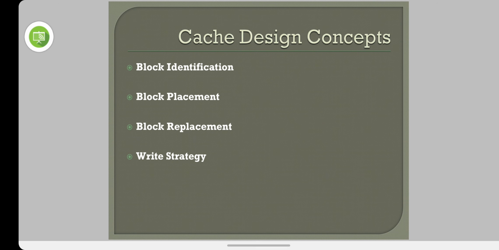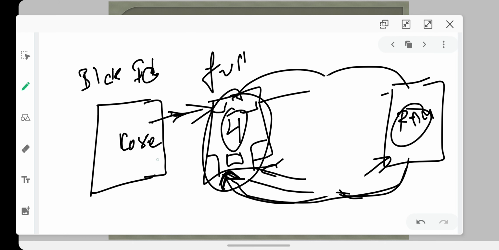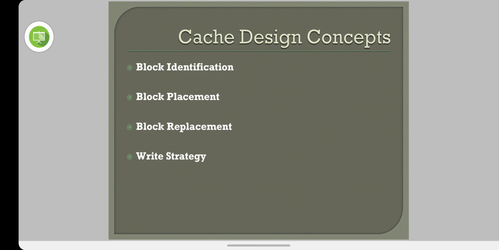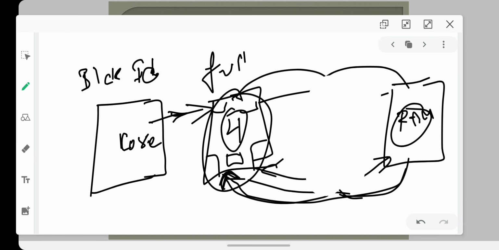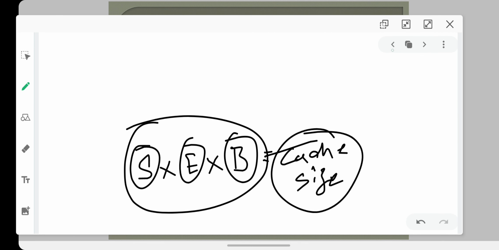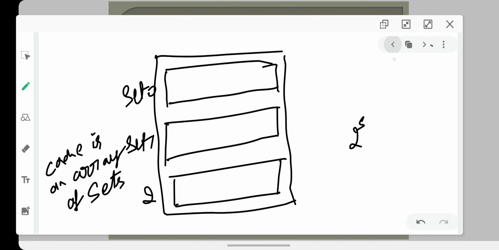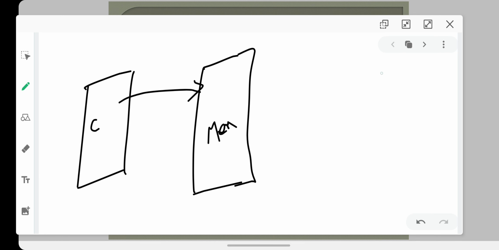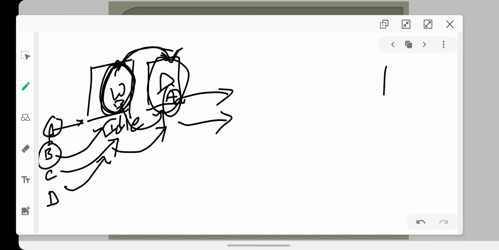And coming to the write strategy, all of the above is in the case of reads, but when the core wants to write something, what happens in that situation is covered under the write strategy. So these are all the design concepts: block identification, block placement, block replacement, and write strategy. I hope you have understood the concepts of cache memories. I just wanted to make sure that the outline is told to you perfectly, so that you won't have any doubts in future lectures.